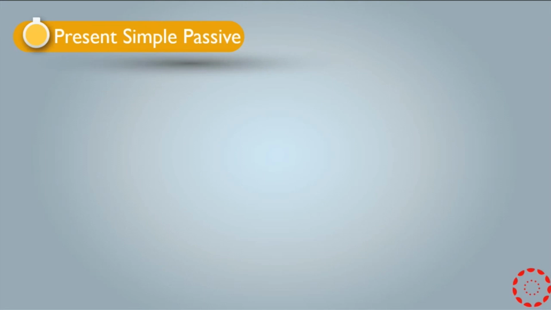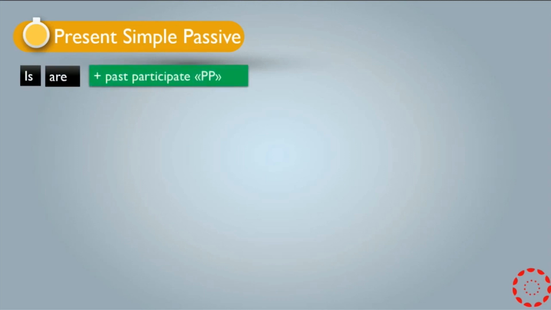Okay, let's see what the form of present simple passive is. First of all, we have is and are. Is or are plus past participle. Let's see when we use is and when we use are. When our object is singular, we use is. And when our object is plural, we use are.